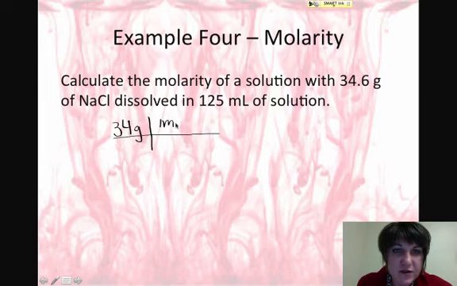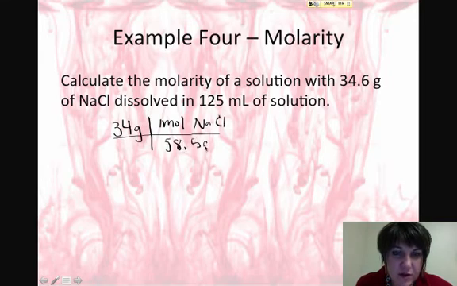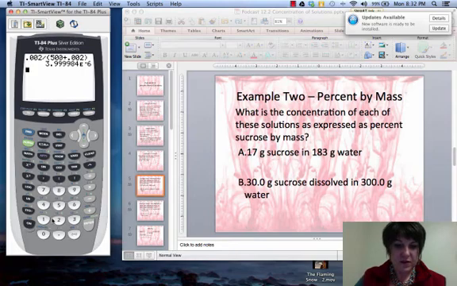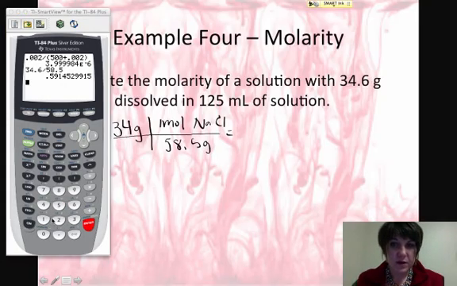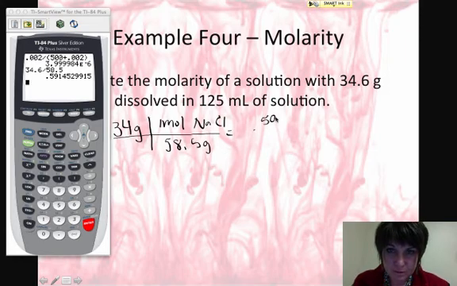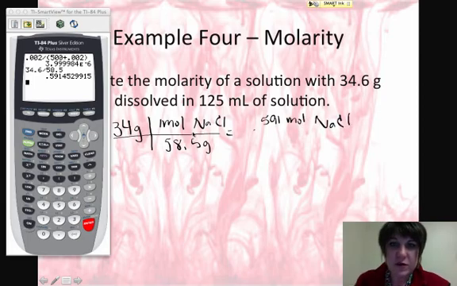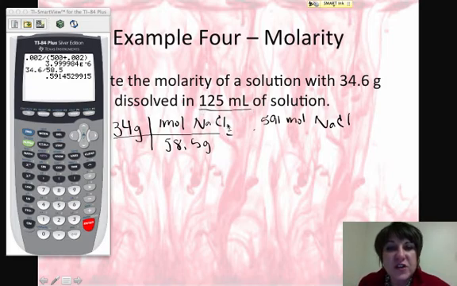Let's get the molar mass of sodium chloride. For every 1 mole of NaCl, I will need 58.5 grams of NaCl. All right, calculator time. Okay, so we take 34.6 divided by 58.5, and I get 0.591 moles of sodium chloride. But we haven't answered the question yet because my solution is 125 milliliters. So let's change milliliters to liters.